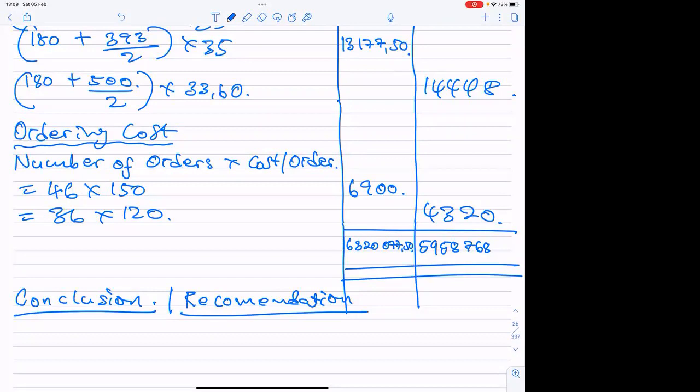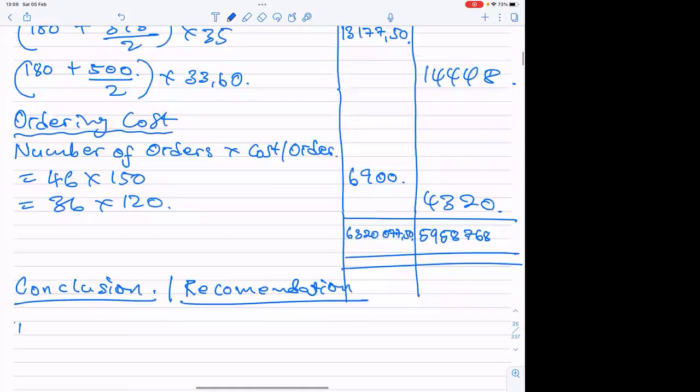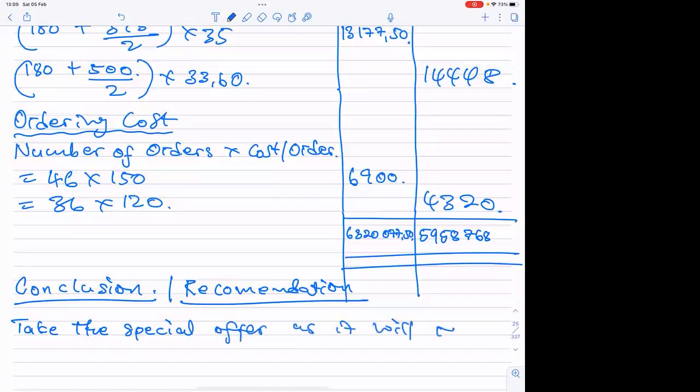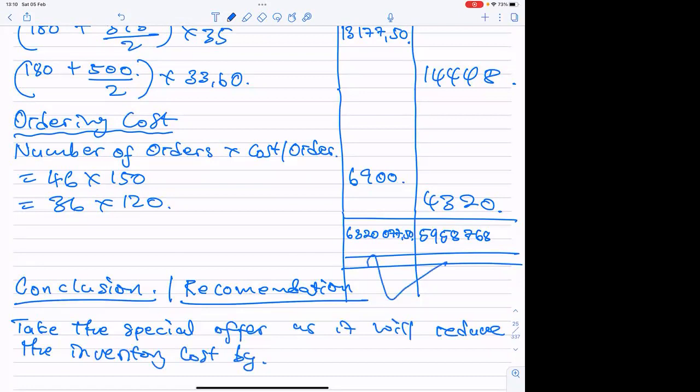So you need to make a conclusion. So the entity should take the what? Take the special offer. Why? As it will reduce the inventory cost by, you need to say, how much is it going to save by? The difference between the two: 6,320,077.50 minus 5,958,768, which is 361,309.50.